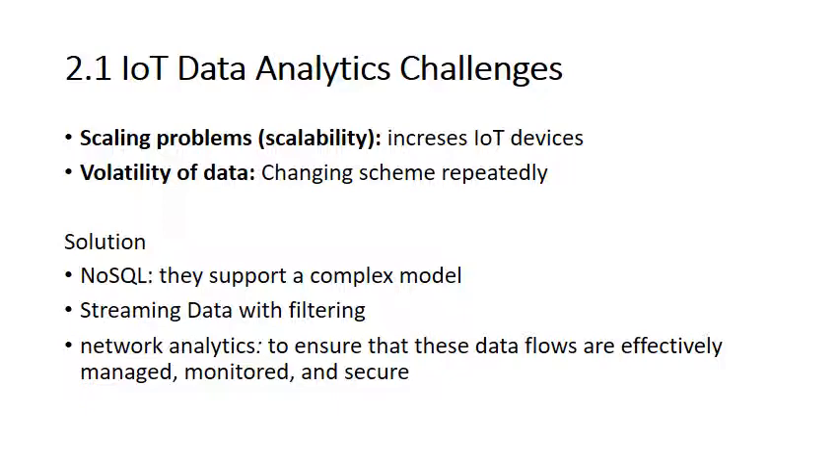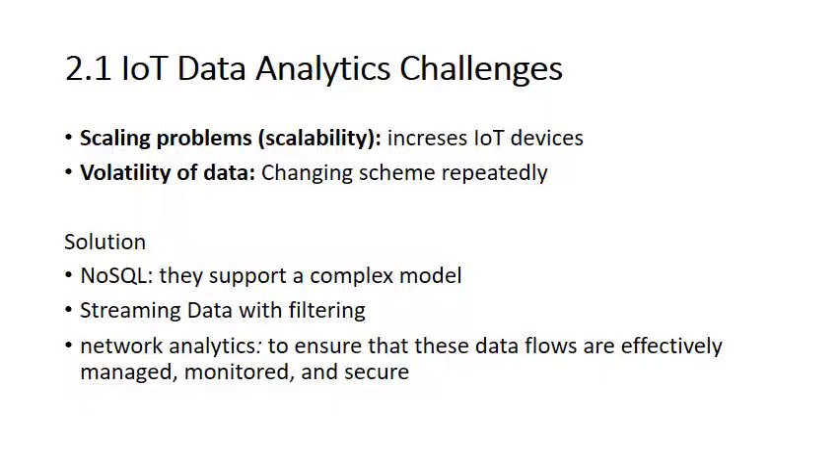And the second challenge is volatile data, meaning data is always changing from one level to another, like edge to fog, fog to cloud, and in between, while processing, the dimension of the data is going to change. So how can we manage these two challenges and solve them?